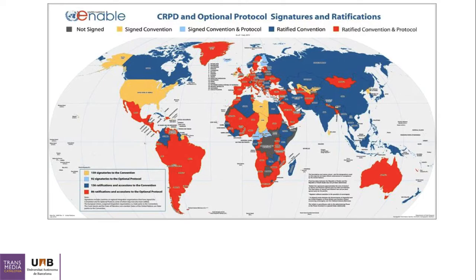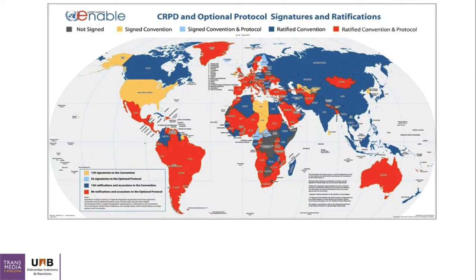The departure point was the UN Convention on the Rights of Persons with Disabilities, which came into force in 2008. It is the first international human rights treaty requiring that information and communications technologies and systems be accessible as a necessary condition for persons with disabilities to live independently and with dignity on an equal basis with others.